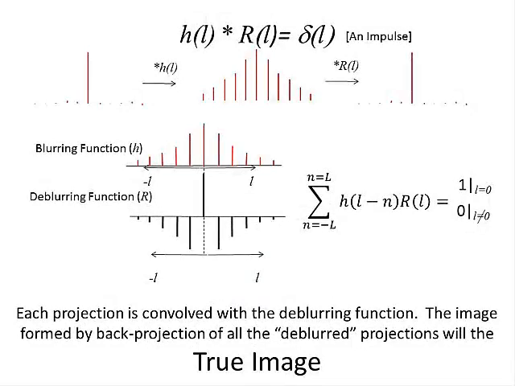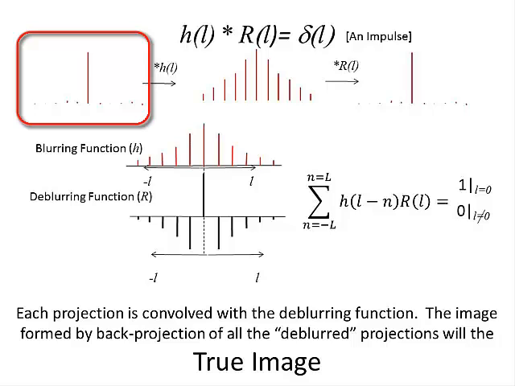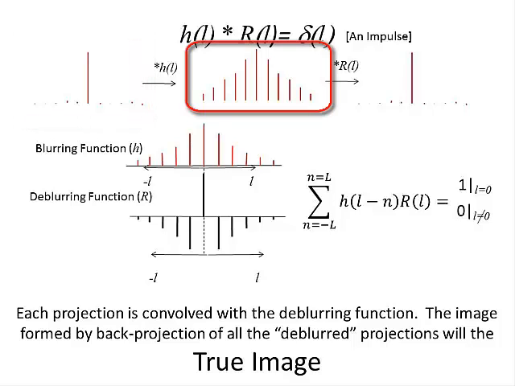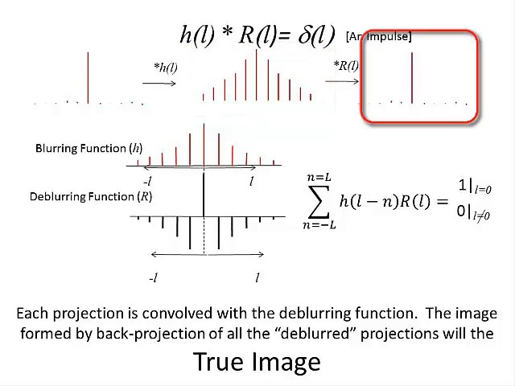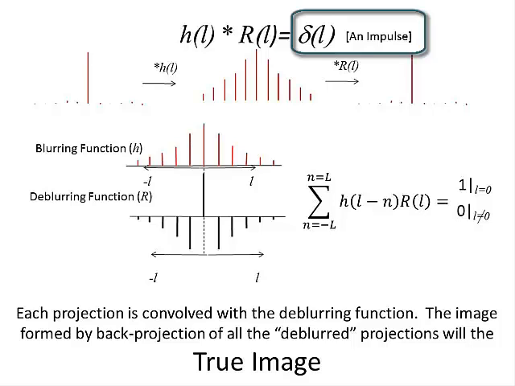We can now see how to deblur the image. An impulse is convolved with the blurring function to give the blurred function. We want the inverse function that, when convolved with the blurring function, yields an impulse. Note that an impulse is represented mathematically by the delta function occurring, as shown here, at point L.